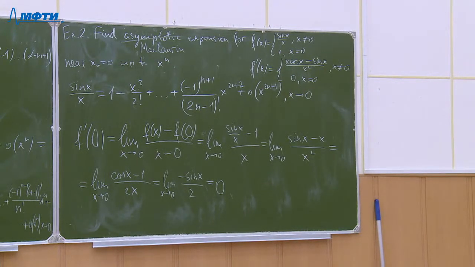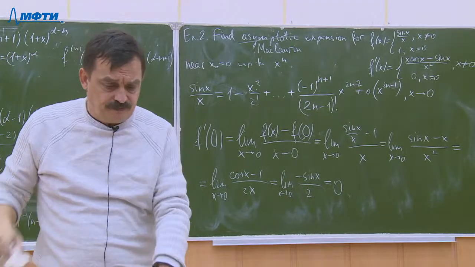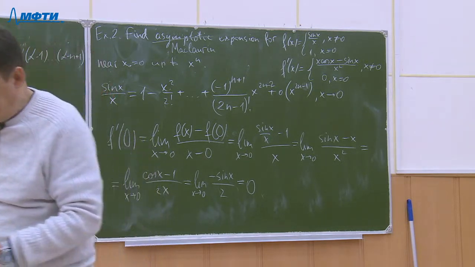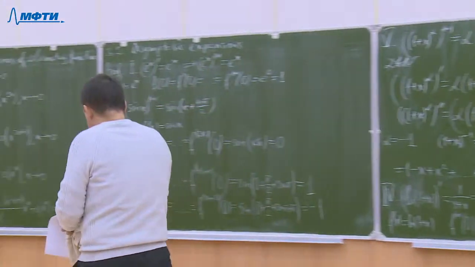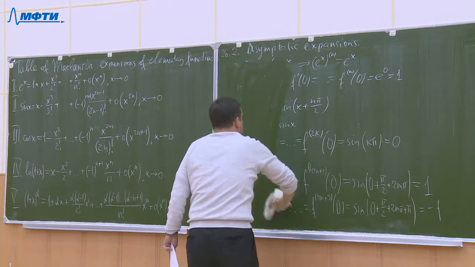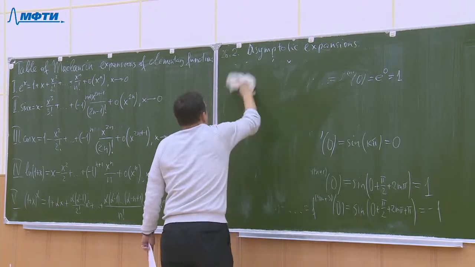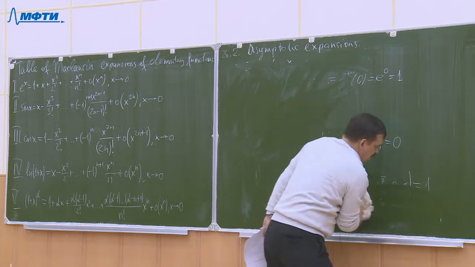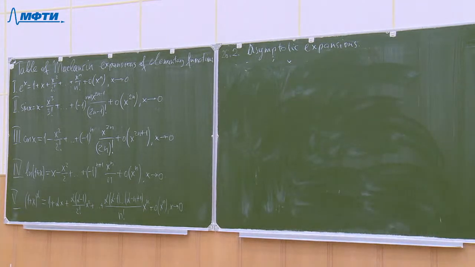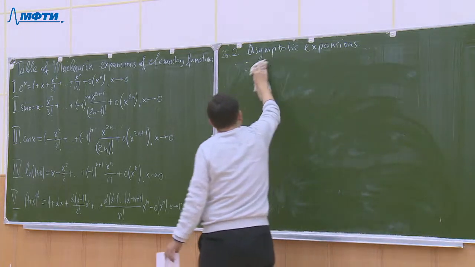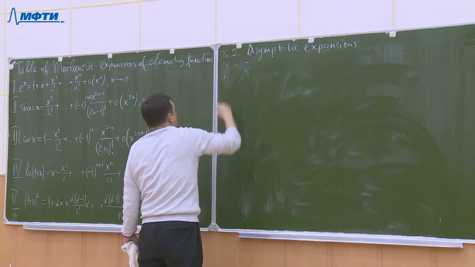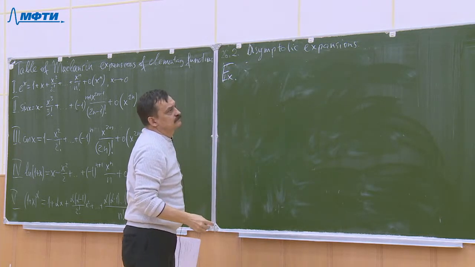Okay. Now, how do those asymptotic expansions work? I'll write firstly in general and then an example. Okay, let it be example 3.